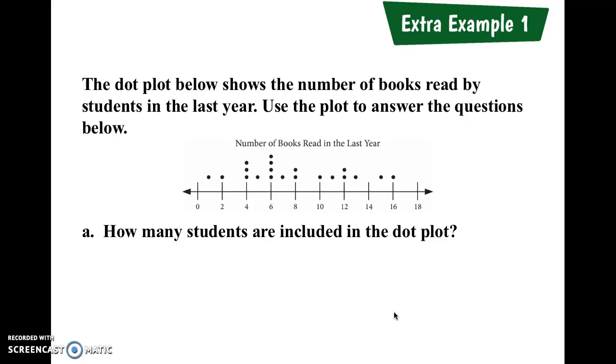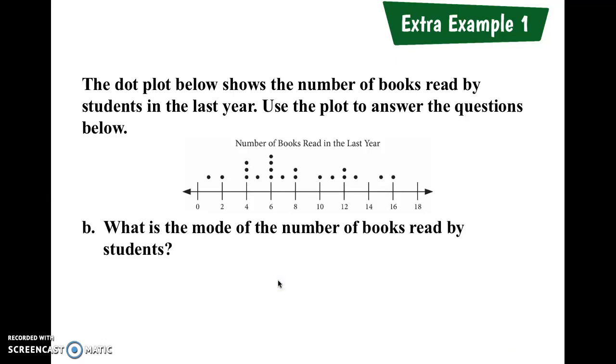Go ahead and pause this. See if you can answer this on your own. So if you remember that each dot represents a different student in this case, count the dots, you will see we have 20 students.